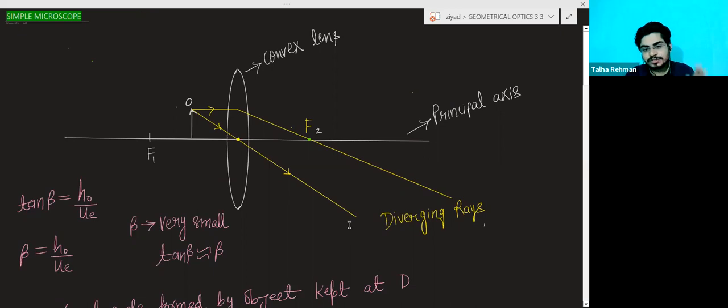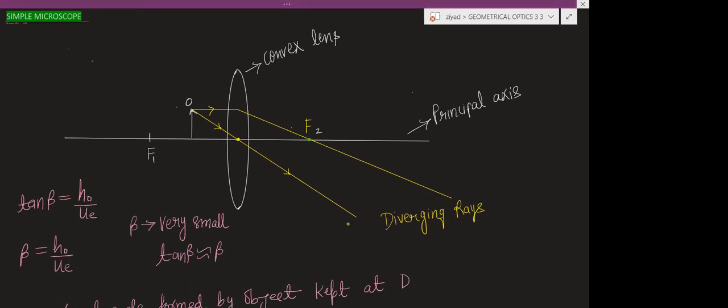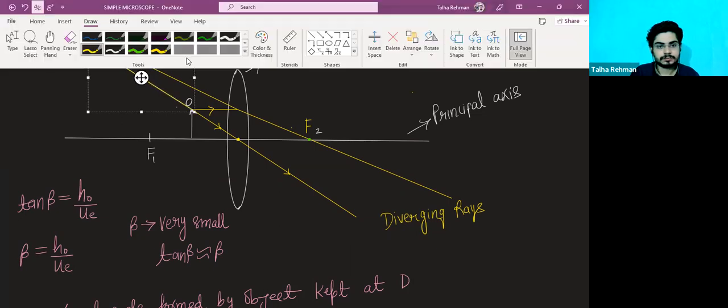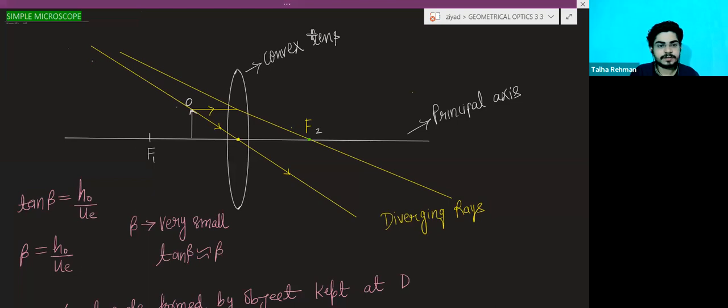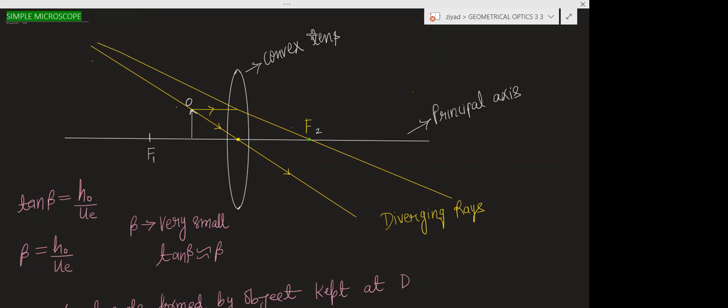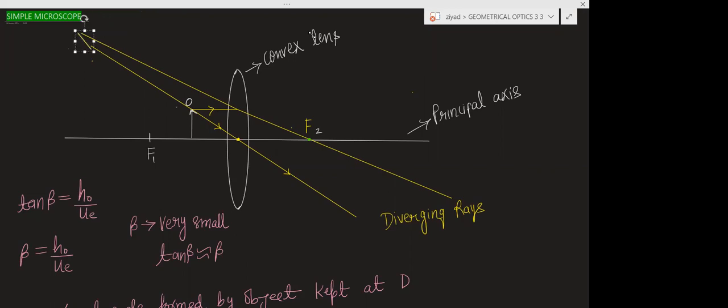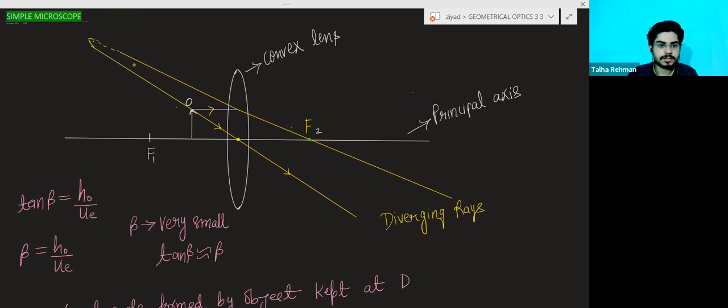But what we will do is produce these diverging rays in the backward direction. So I am producing this diverging ray. Now I am producing this diverging ray in the backward direction. You have to produce both diverging rays in the backward direction. And somewhere here, these rays will meet.